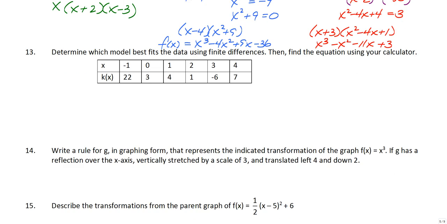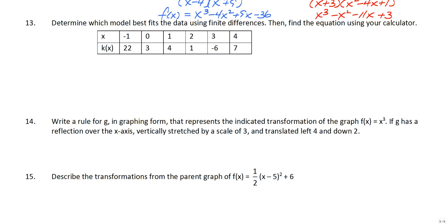Number 13 goes to regressions and determining what type of regression you need. So remember, this goes into L1 of your calculator, that goes into L2. That's where we click the stat button and go to edit and just edit our L1 and L2. Now we have linear regressions, quadratic regressions, cubic regressions, quartic regressions. There's different kinds of regressions we can do with our calculator. But the important thing is how do you determine which one we would use?